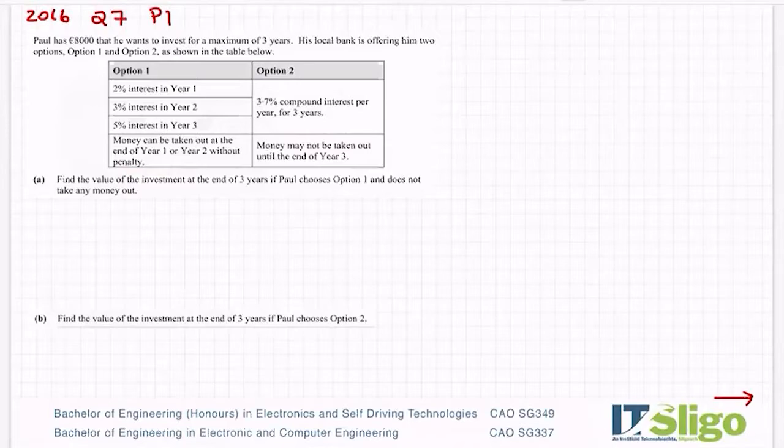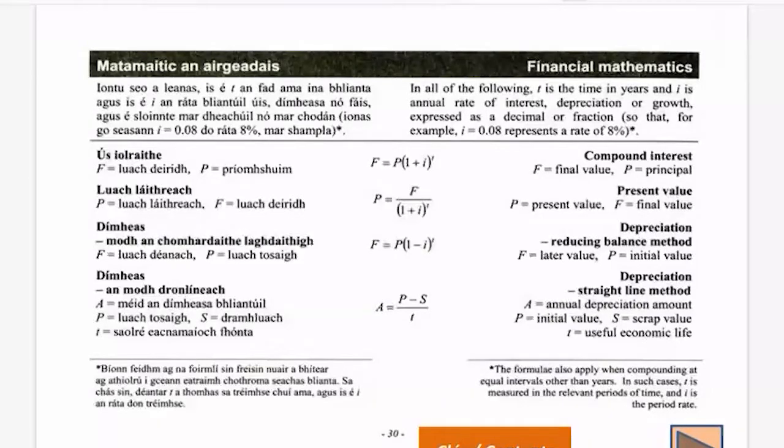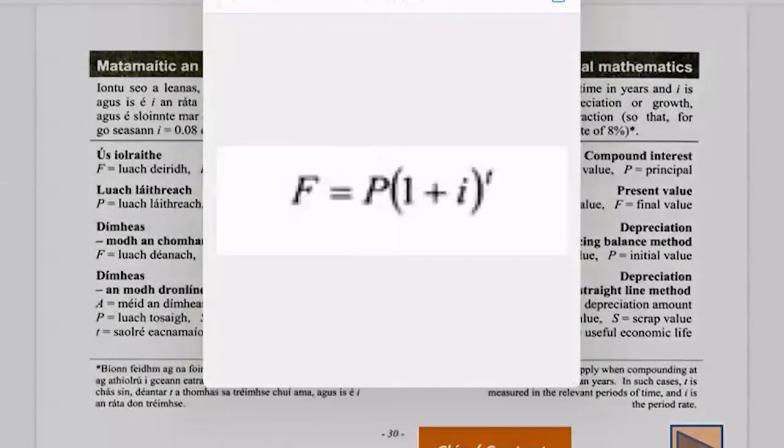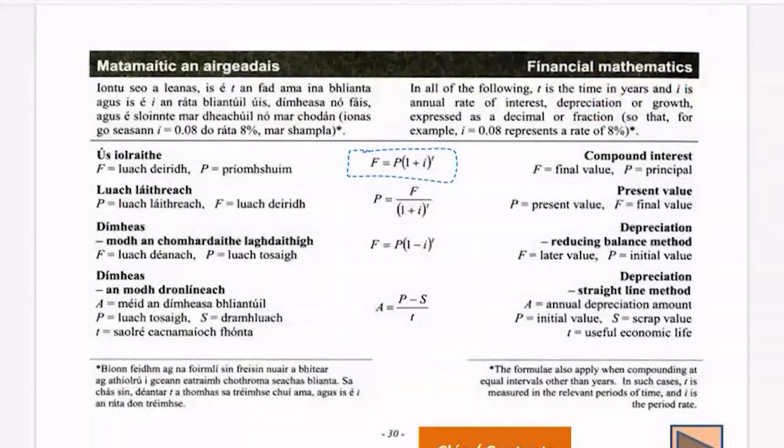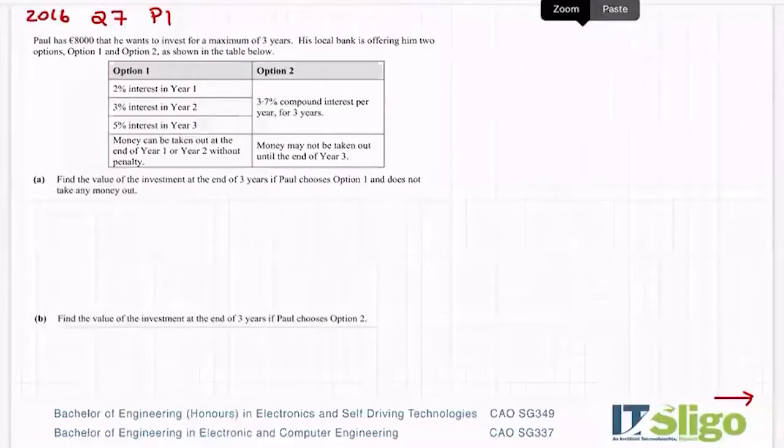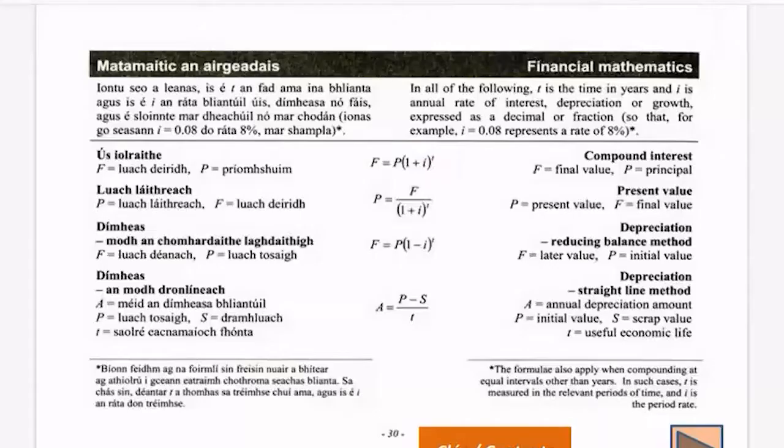Okay, A: find the value of the investment at the end of 3 years if Paul chooses option 1 and does not take any money out. So for compound interest, we're at page 30 in the log tables. We are using this formula here. So let's copy that over to here. Okay, so let me just go through it.